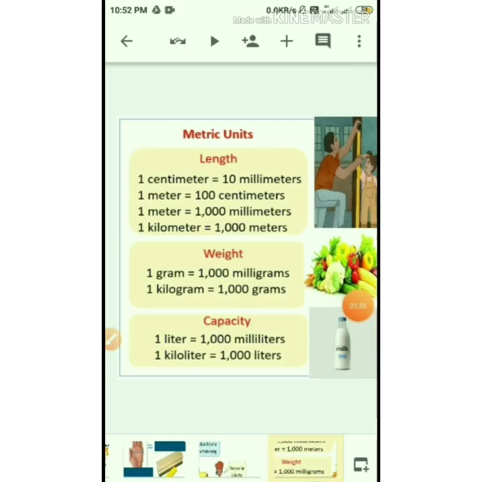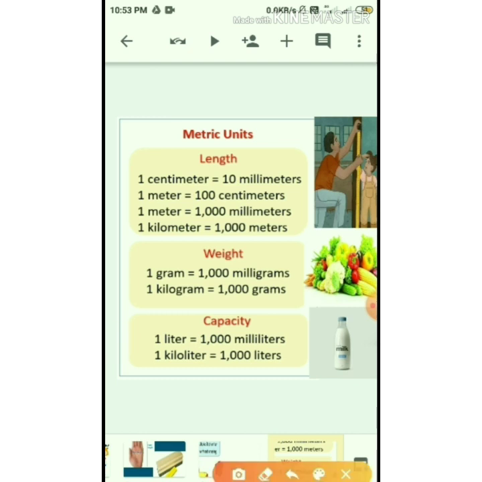Now we will learn about metric units. Now the centimeter, millimeter, meter, all these are metric units. Now the first one is length. We measure length in centimeter, millimeter, meter and kilometer. Like we measure the length of our hand or our notebook or pencil or our height, all these things in centimeter or meter. Now these are conversions.